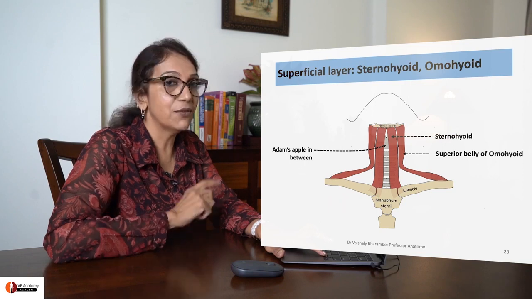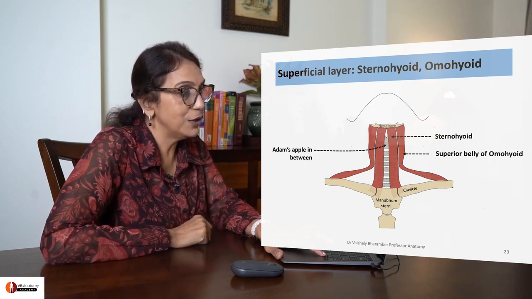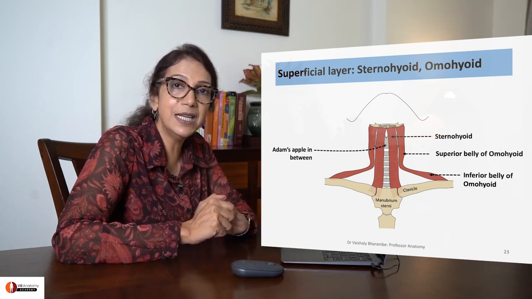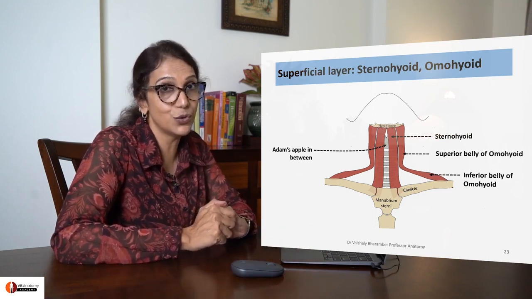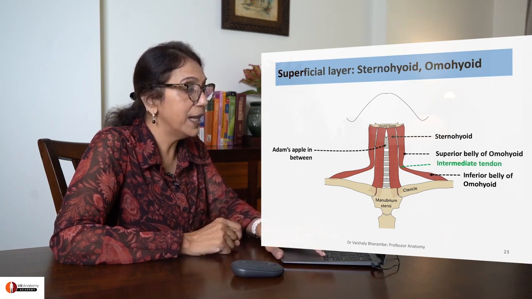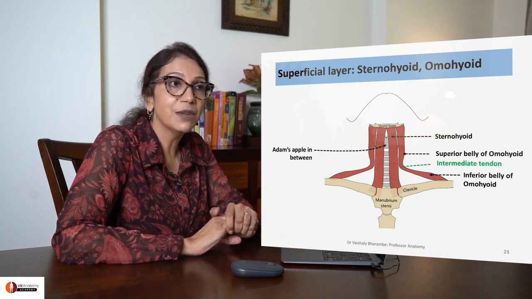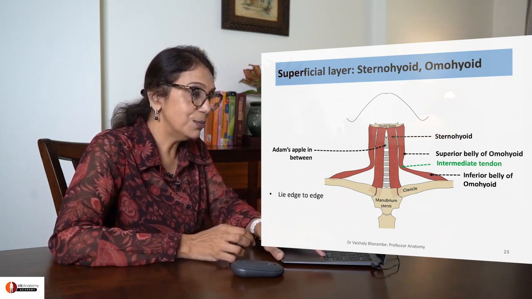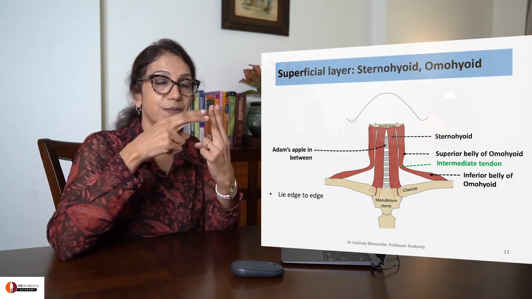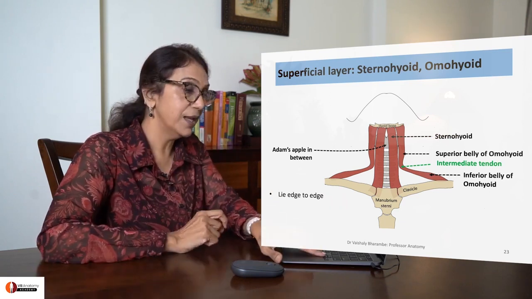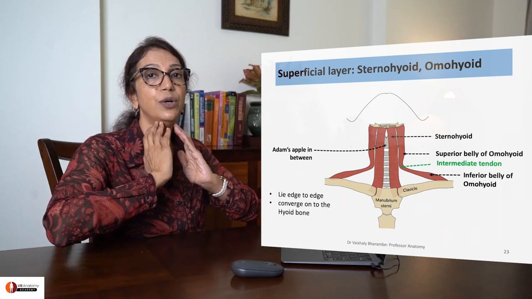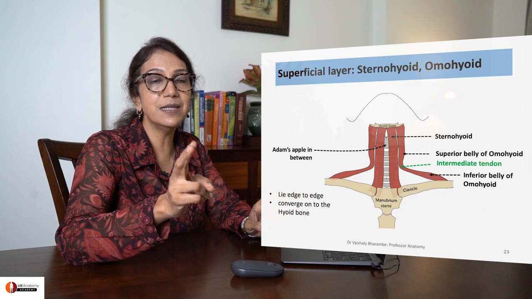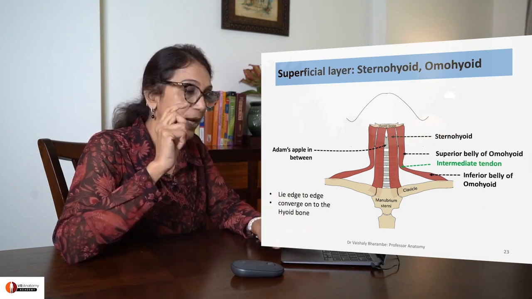On the side here, right next to it, is the superior belly of omohyoid. It also has an inferior belly, which you have probably seen in the posterior triangle. If you have not, then you should have seen it. Joined by the intermediate tendon, which lies deep to the sternocleidomastoid muscle. These 2 muscles lie edge to edge, okay? And they converge on to the hyoid bone, right? So that's the first 2 muscles, sternohyoid, omohyoid.